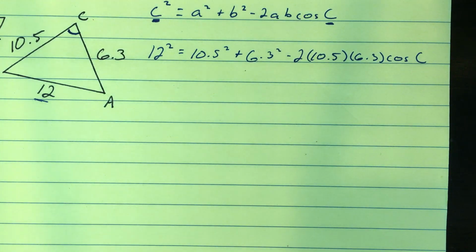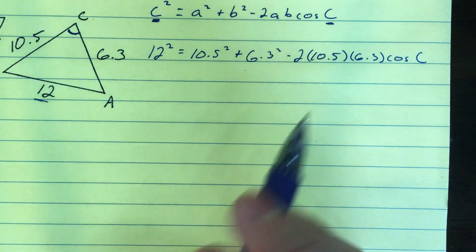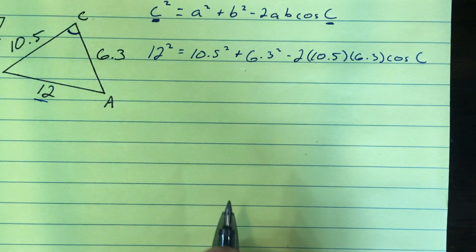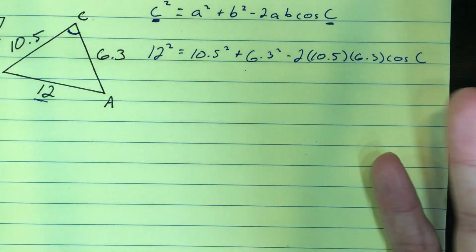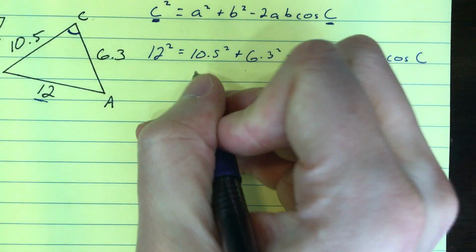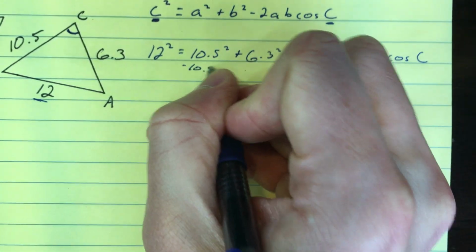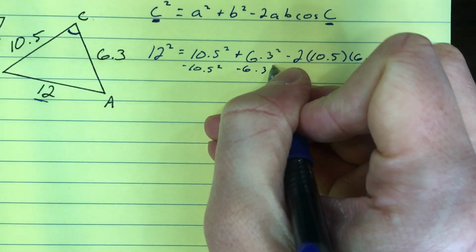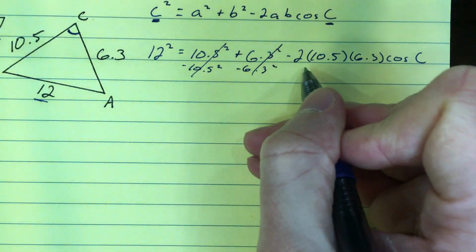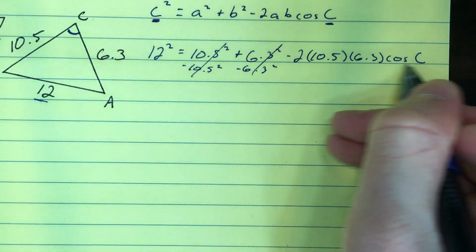If you follow along with the book example, they go from this to having cosine C by itself, and they skip over a lot of steps. It's not necessarily something that needs a ton of explanation, but you want to make sure you do everything in the right order here. So what I would do is subtract my 10.5 squared and my 6.3 squared to the other side to cancel them out here. And then I'm going to have to divide by all of this right here.